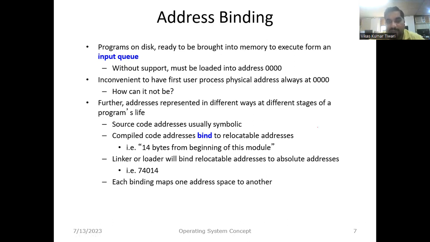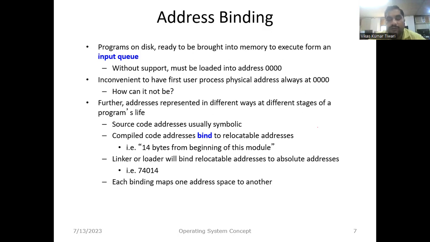So address binding, what is binding? Binding means relating something. Address binding is this: we are getting an address from the CPU and we have to access that address from main memory. So how can we bind the address generated by the CPU to main memory? Because the CPU can access main memory. A program on disk is ready to be brought into memory to execute from an input queue.